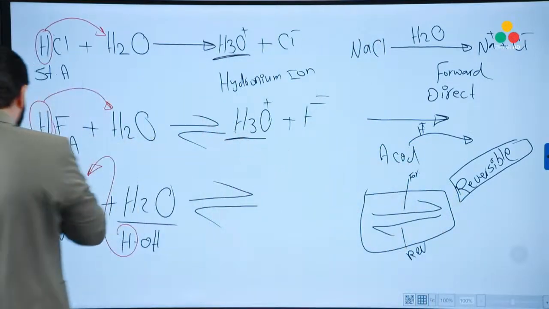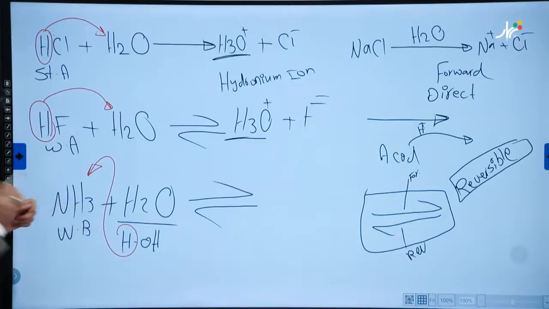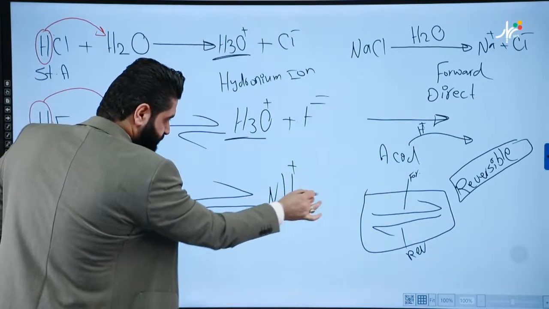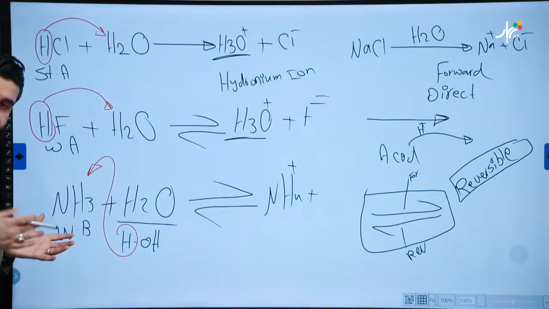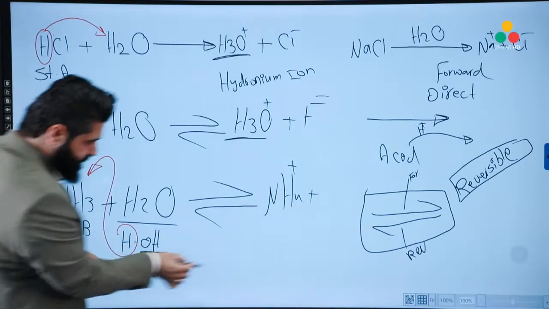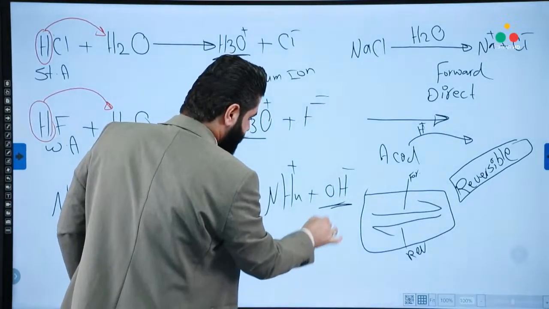Good. So now, what are the products here? Look. NH3 plus 1 H of H2O will become NH4 positive. The one that increases its number of H must be positive. What is left here? OH negative plus OH negative. This is hydroxide ion.